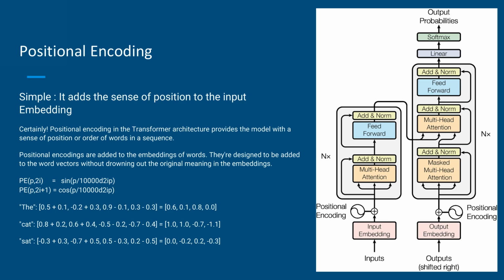Positional encoding in the transformer architecture provides the model with a sense of position or order of words in a sequence. Positional encodings are added to the embeddings of words. They're designed to be added to the word vectors without drowning out the original meaning in the embeddings.